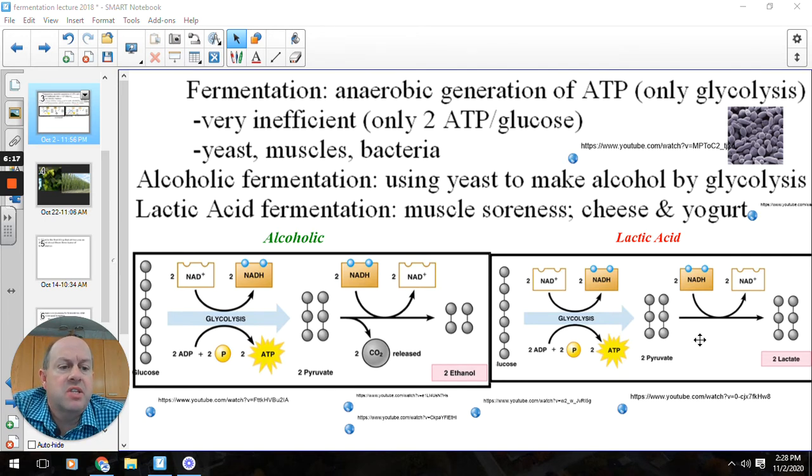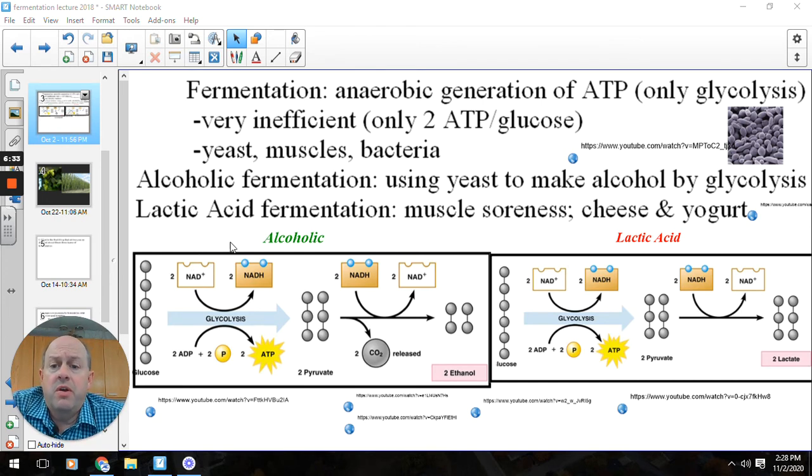And top athletes, what separates them from their competition is oftentimes their body's ability to get rid of lactic acid and to produce less lactic acid. And so that's lactic acid fermentation.